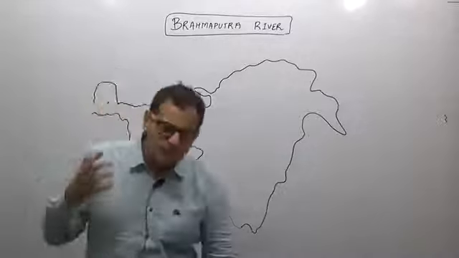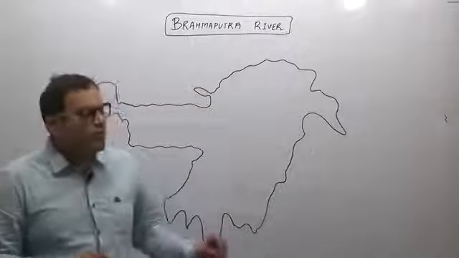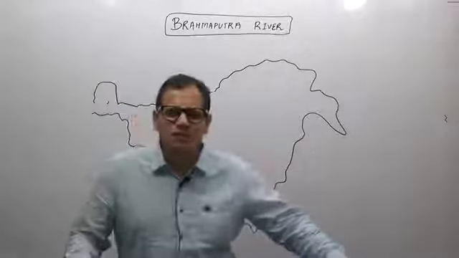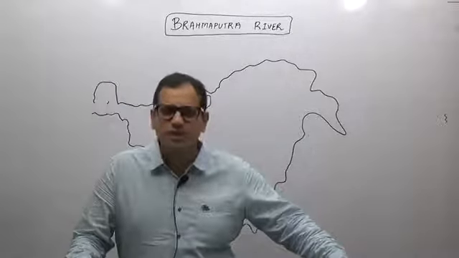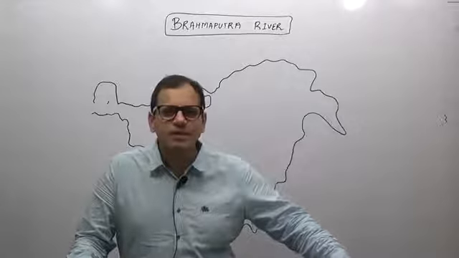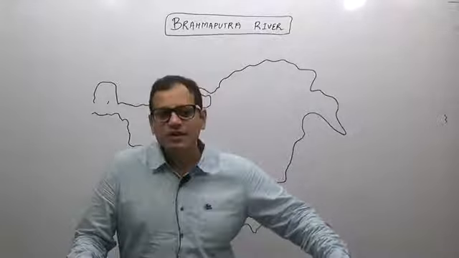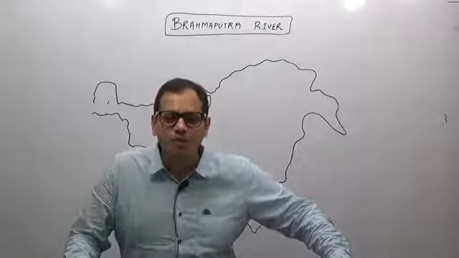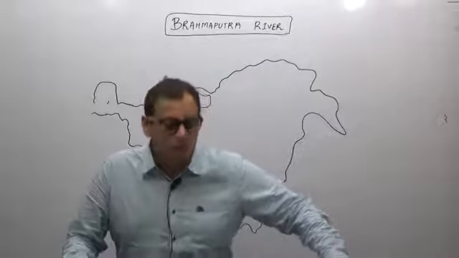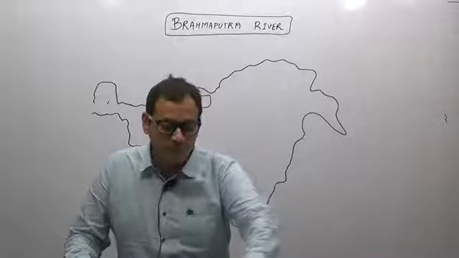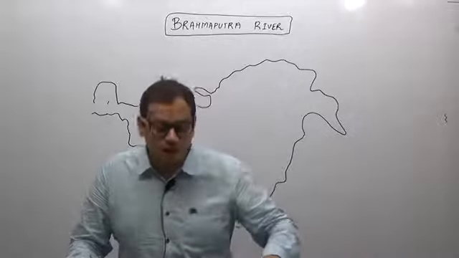And how is the nature of the Brahmaputra river? We know, as we have done in the Brahmaputra plains, that the Brahmaputra river channel is an example of a highly braided channel. Why? Because of the excess meandering of the Brahmaputra river, and also because of the huge flow of the Brahmaputra river.